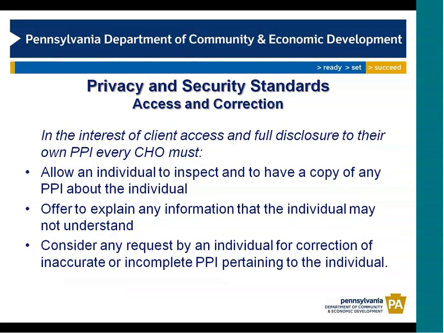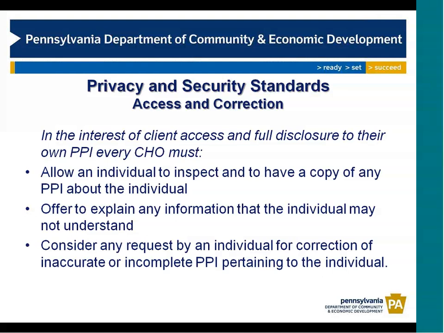Access and correction. In the interest of client access and full disclosure to their own PPI, basically access to their own data that you guys are collecting for themselves, every CHO must allow an individual to inspect and have a copy of any PPI about the individual. This includes access to any electronic data entered into the PA HMIS system, as well as any hard copy files that you've collected and keep on premises. You have to offer to explain any information that the individual may not understand if they have any questions about it. You need to consider any request by an individual for correction of inaccurate or incomplete PPI pertaining to this individual. So you do have to take those matters serious.